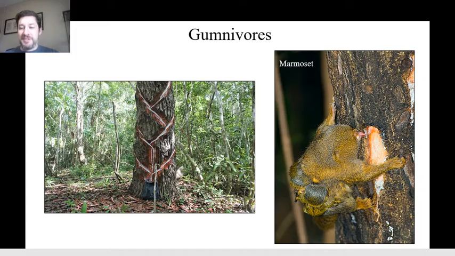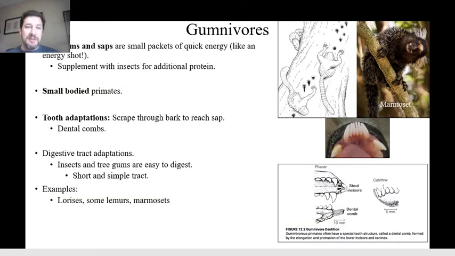Here's an example of a marmoset. He's licking a little patch where gum is seeping out of a tree, and they're able to process that as energy. Tree gum and tree sap is an extremely quick shot of energy. Think of an energy shot, or if you've ever eaten something like power goo when you're doing sports. It's just pure concentrated gel that is extremely high in sugar. There are very few primates that are pure gumnivores. Most of the gumnivores are also insectivores, so they have a mixed diet where they focus on insects but eat gums as a supplement.